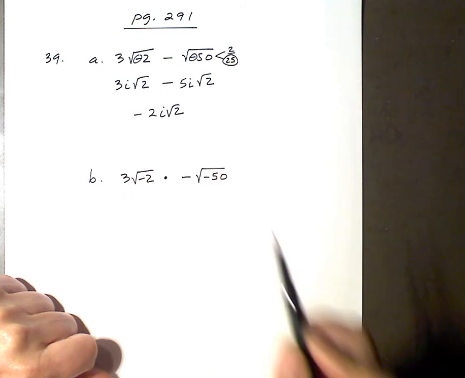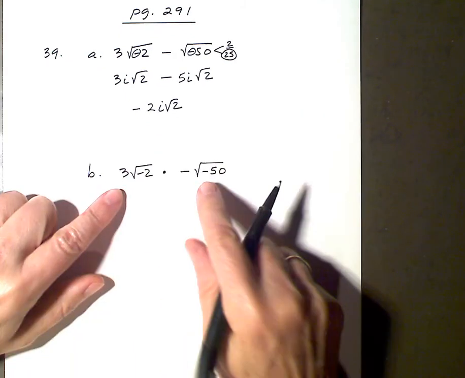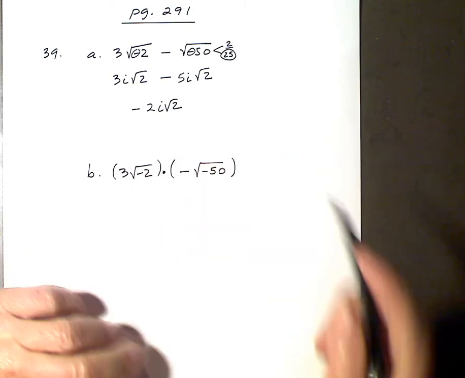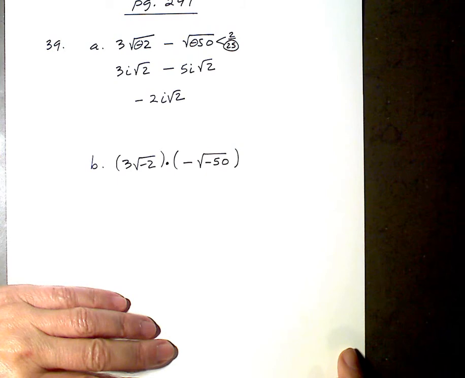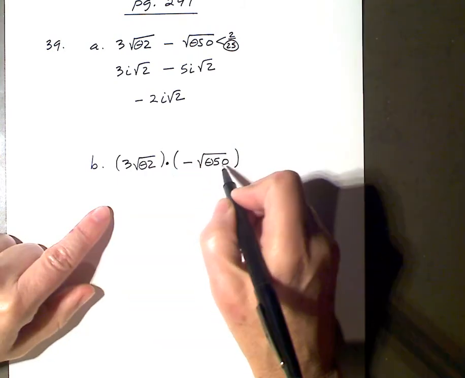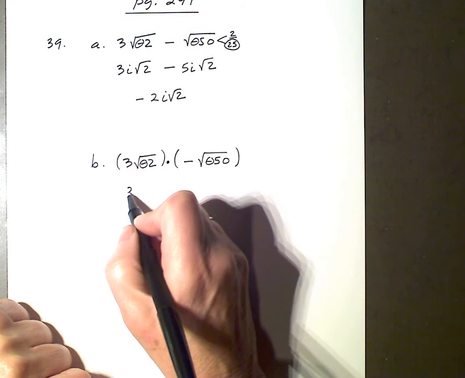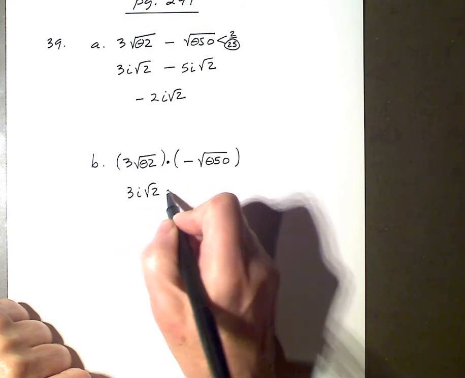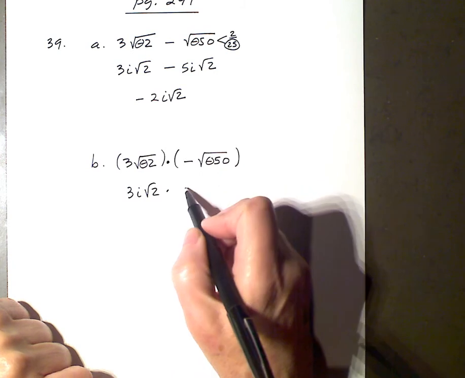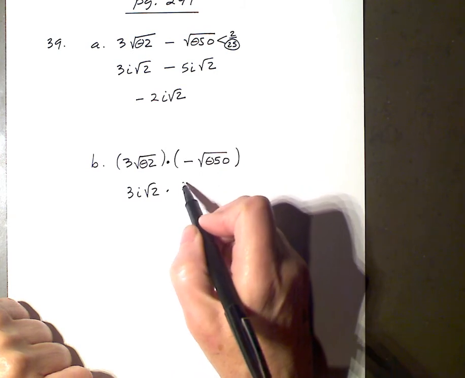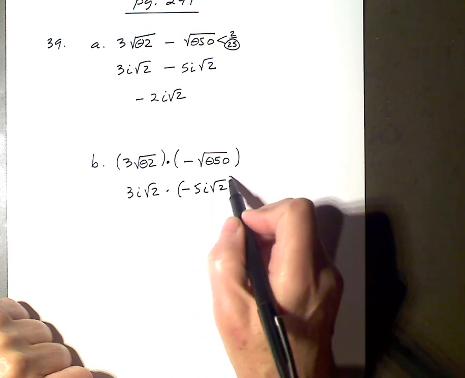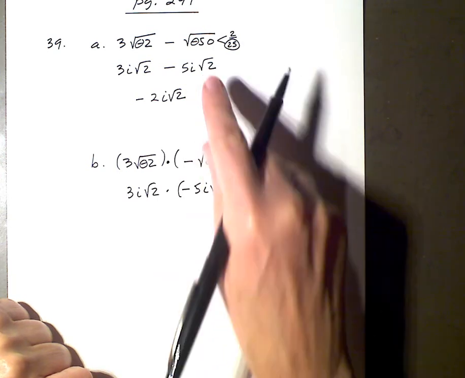Now in part B, I'm multiplying, so I'm going to go like so, multiplying those. So I still have to take these i's out first, and at the same time I'll simplify the 50 again. So 3i root 2 times, and I know I'm going to have a 5 come out and an i, but it's a negative 5i root 2. So same term as up here.